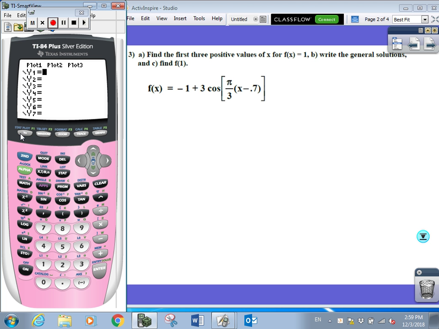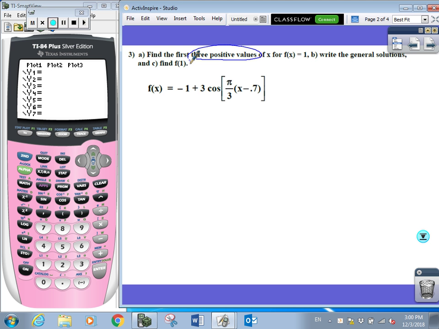This has 3 parts to it, A, B, and C. You can do them in any order. I would suggest doing A first and then B and then C, just because sometimes the order matters. In this one it doesn't. You could do any of those letters at any time you want. But I'm going to start with letter A. Letter A says find the first 3 positive values. We know we're going to have 3 answers, and we know they're all going to have a positive sign.